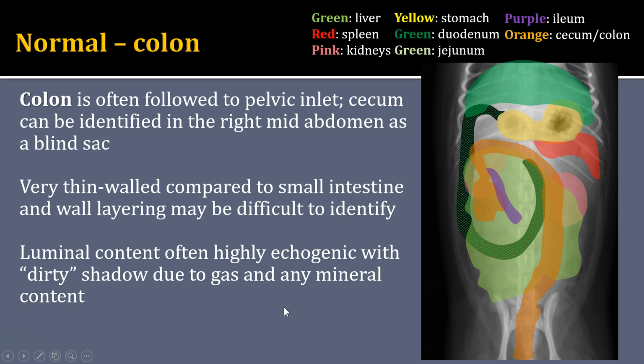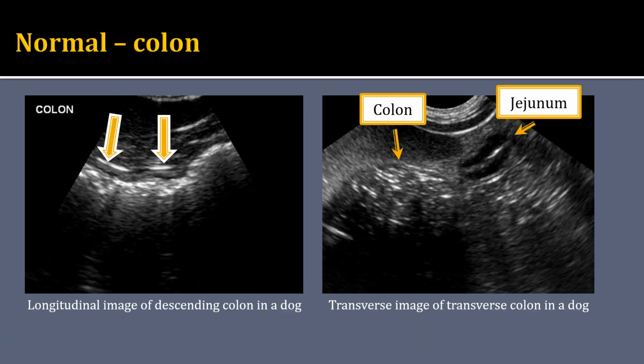The colon will appear very thin-walled compared to our small intestine, especially if it is distended, and then the wall layering is oftentimes difficult to identify. Luminal content is highly echogenic with dirty shadowing due to gas and any mineral content, unless the colon has just recently been evacuated or the patient has been fasting.